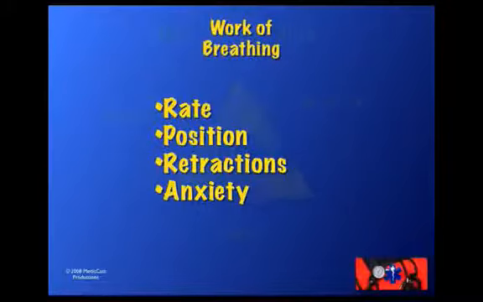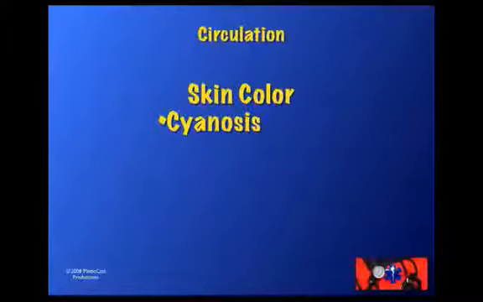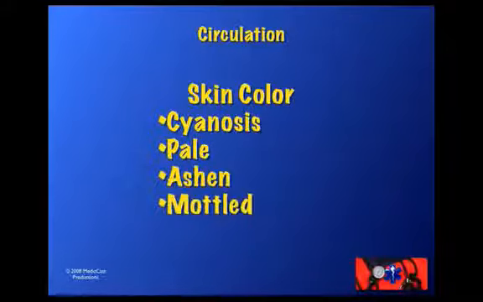Finally, circulation. Circulation looks at just your general patient color, things like cyanosis. Are they pale in color, ashen, or mottled? These are the things you're going to be looking for in these patients to see if there is indeed the onset of shock occurring. Remember, pediatric patients plateau and maintain their compensatory mechanisms for a long time.